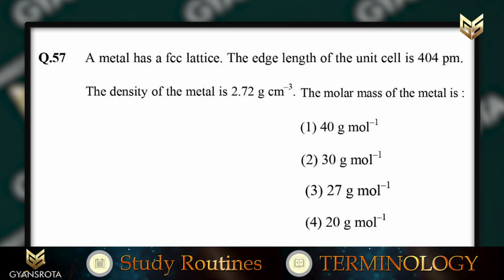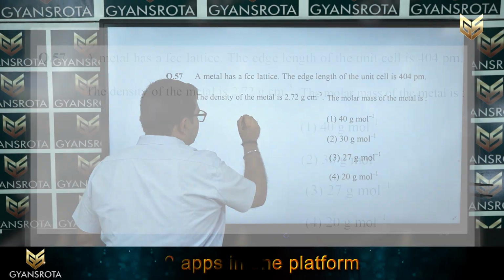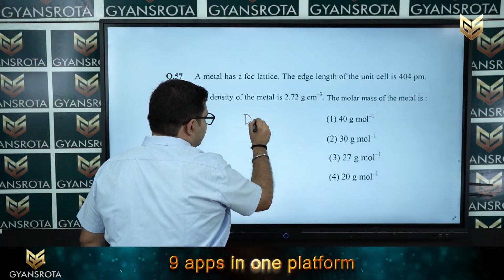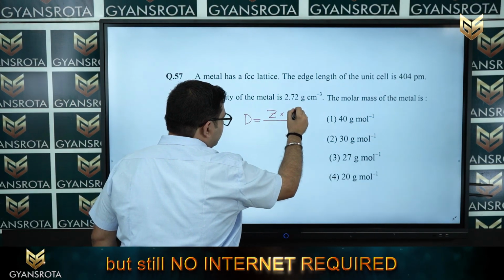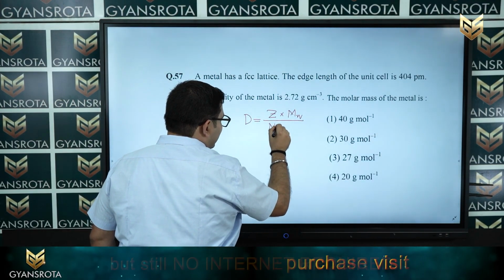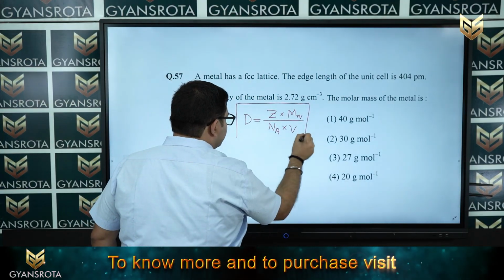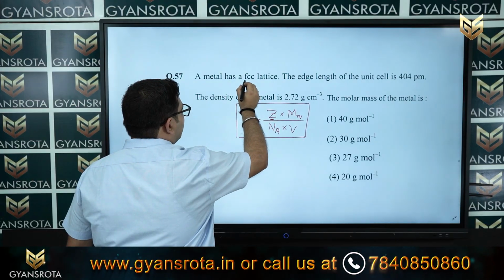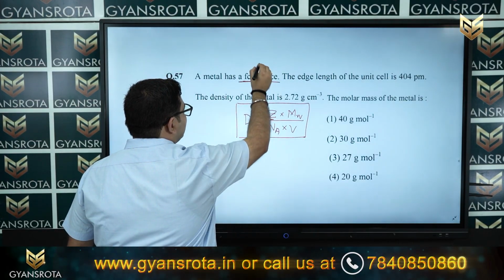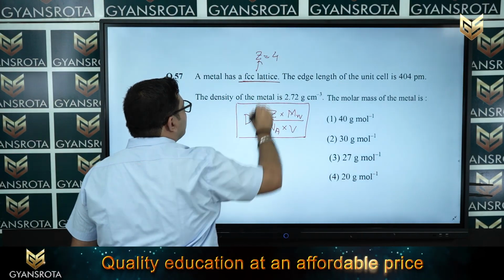This question comes from your solid state chapter of your class 12 NCERT. So now we are moving to the solution part. The formula we are going to use here is d equal to Z into Mw by Na into V. Now first let us see the Z value. It is given as an FCC lattice, so Z, which is called the total lattice count, has the value 4.